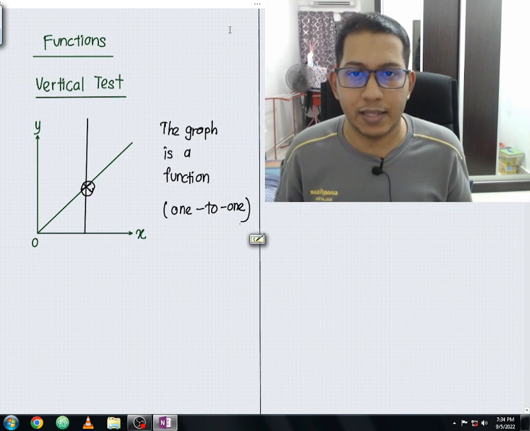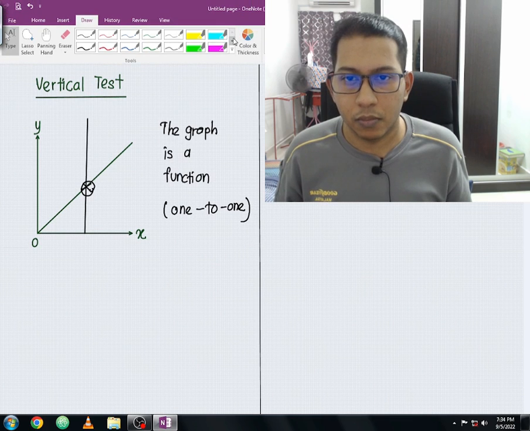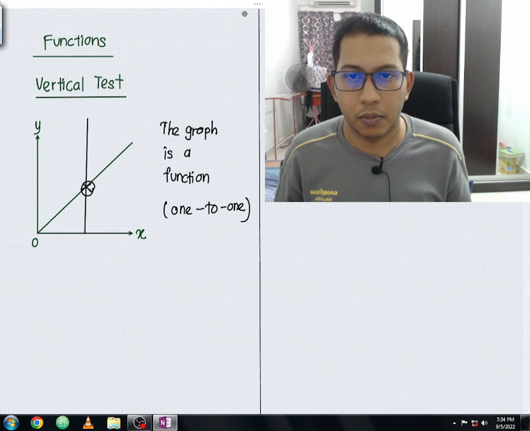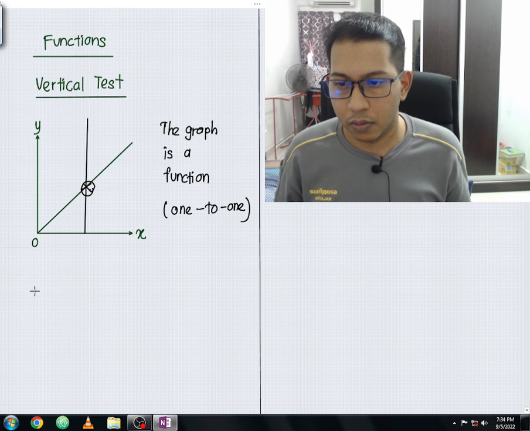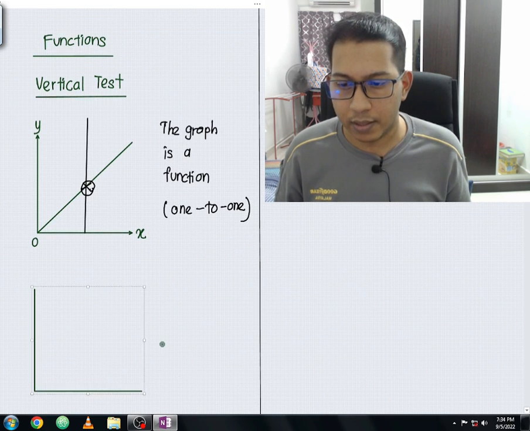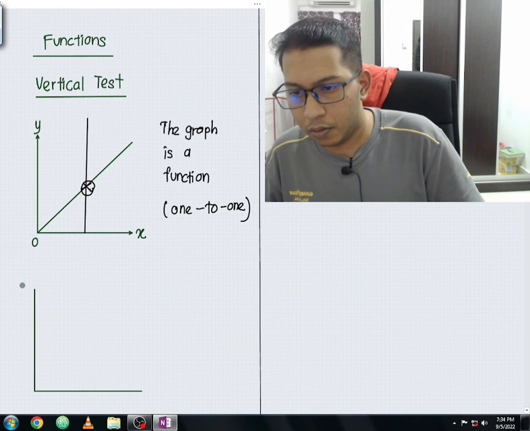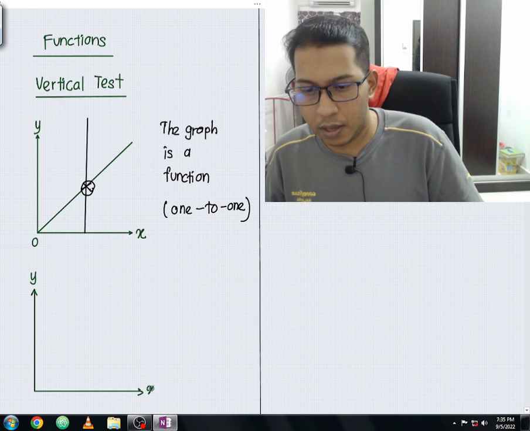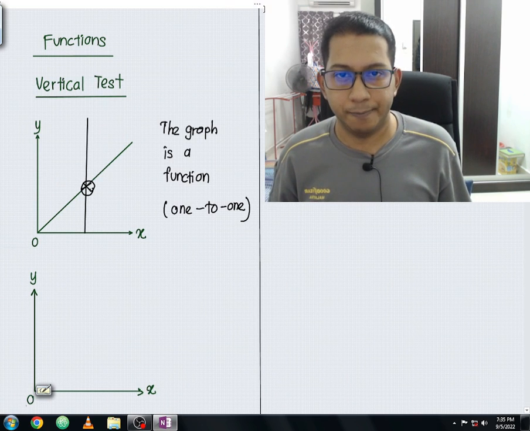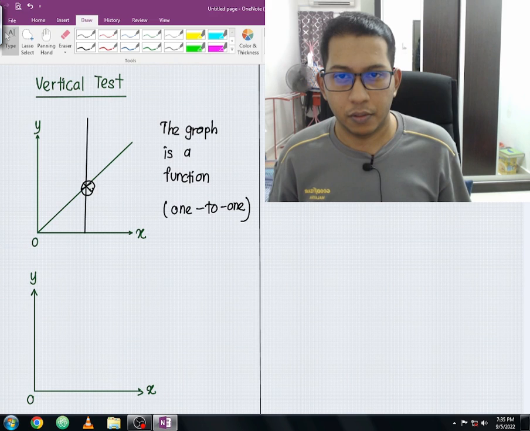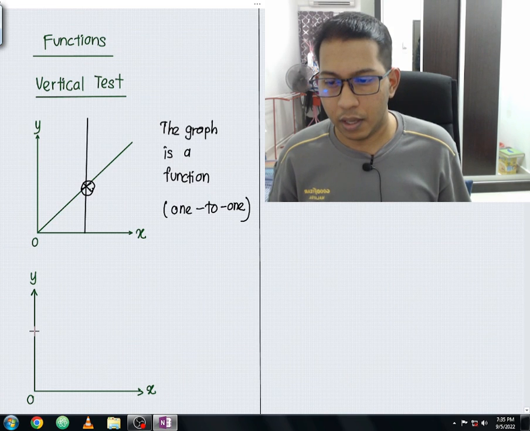Let me show you another example. Okay, so axis, y, x. Let me draw an origin over here. Horizontal line.